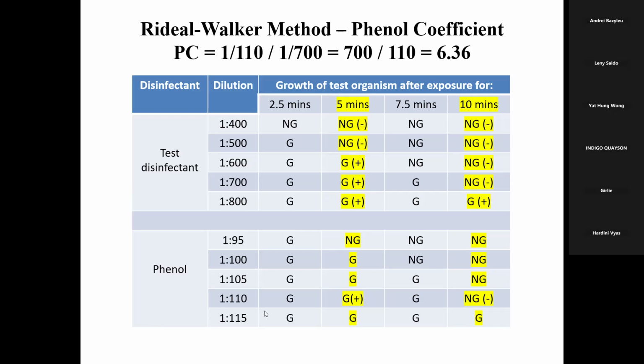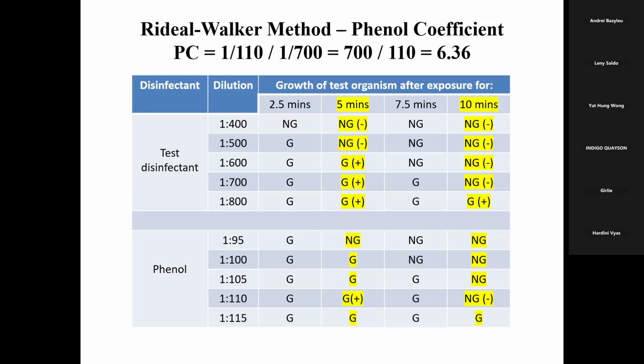So which of the three is the highest dilution? Obviously the 1 in 110, because it's a higher level of dilution than the other two. And then as I showed here at the top of the slide in the title, you divide critical dilution of phenol, which is 1 over 110, by 1 over 700. Basic math, the ratio flips, since you have two ratios here, and you end up getting 700 over 110, which gives you approximately 6.36 phenol coefficient.